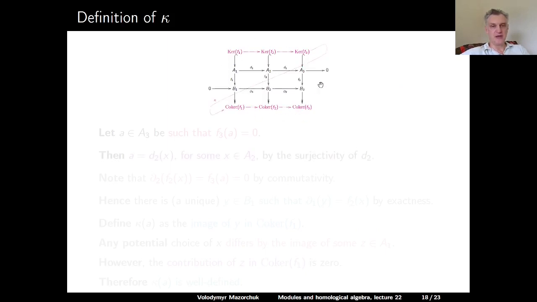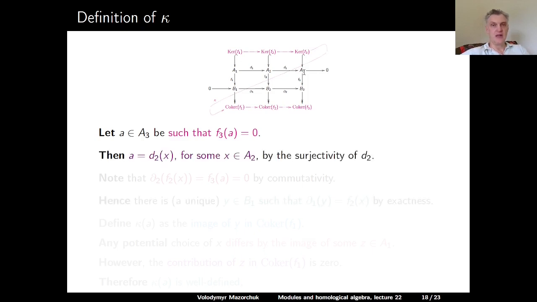So this is our big snake diagram. Let us take an element a in A3, which belongs to the kernel of F3. So F3 of a is 0. Since D2 is surjective, we can write a as D2 of some x in A2. Note that due to the commutativity of our diagram, partial 2 applied to F2 of x is equal to F3 of a, and this is 0 by our assumption on a.